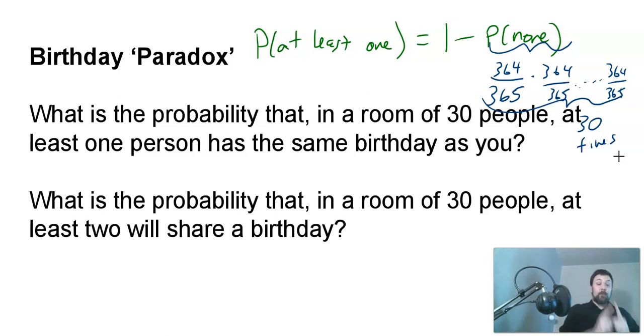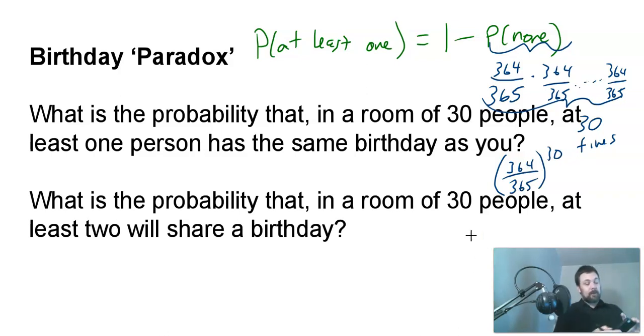It's the probability that the first person doesn't have the same birthday as you, and then the second person doesn't have the same birthday as you, and then the third person doesn't have the same birthday as you. So on and so forth until you reach the 30th person not having the same birthday as you. And you want to multiply all those probabilities together. Because it's the same fraction, 30 times, we could just take 364 over 365 raised to the 30th power.